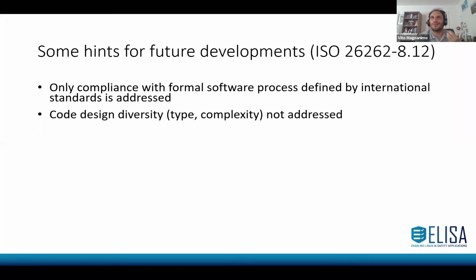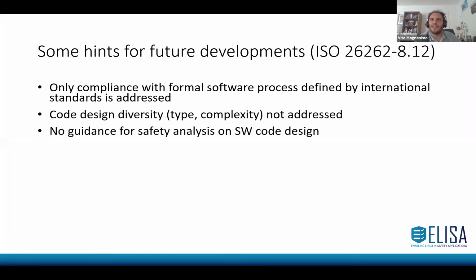So we only talk about software components there. So there are no thresholds given by complexity or type. And this is, of course, one of the main issues we have here. Another point in this case is that there is no guidance on how to execute the safety analysis on the software code design of the architecture we will have in complex software components.